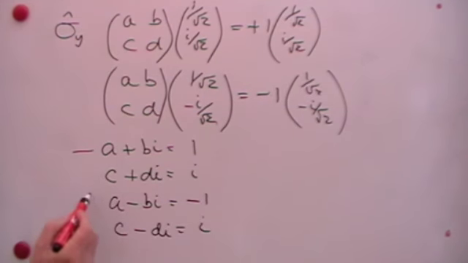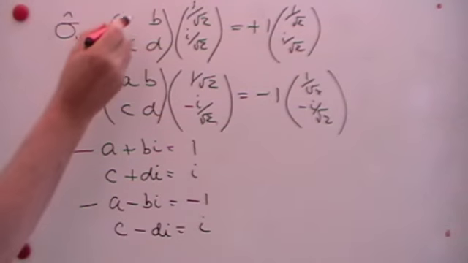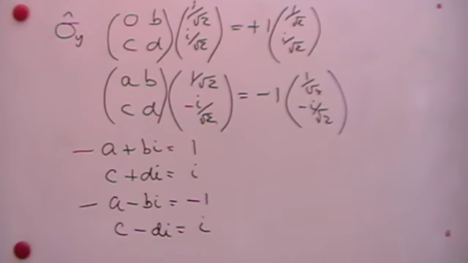Once again, as before, we'll take those two equations and add them together. So a plus a is 2a, bi minus bi is 0 and 1 minus 1 is 0. So I've got 2a equals 0. That means that a must equal 0. And if a equals 0, that means bi equals 1, which means b has to be equal to minus i. Because minus i times i is minus i squared, and minus i squared is plus 1.